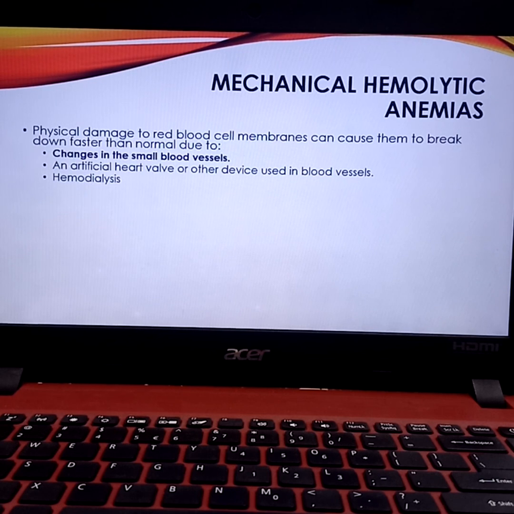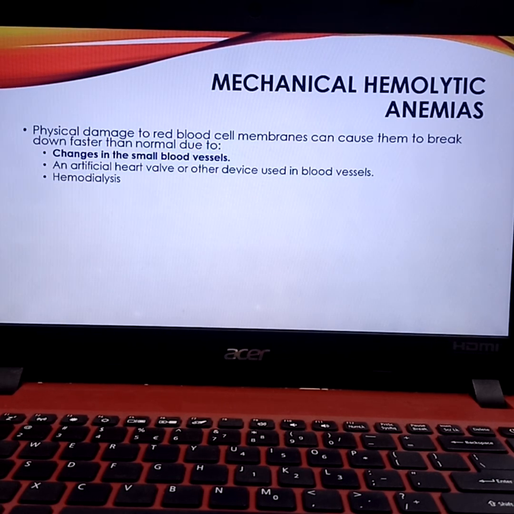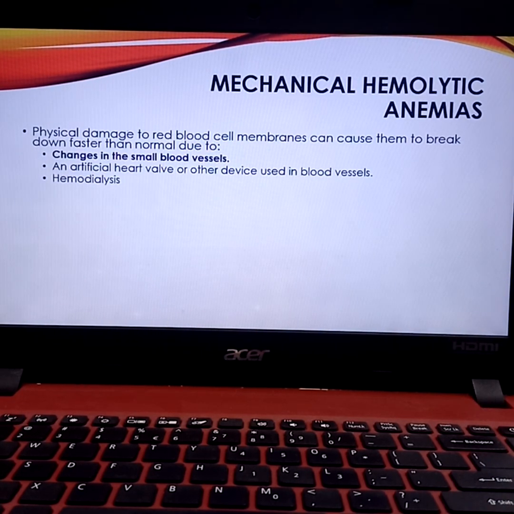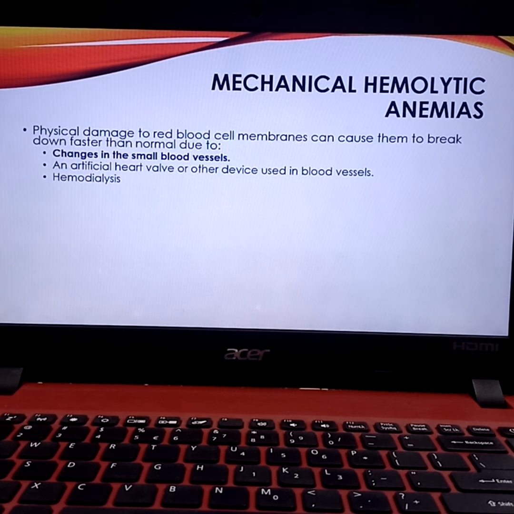Hemodialysis can also cause anemia. That is why post-hemodialysis, the patient needs to be injected subcutaneously with a synthetic hormone of the hormone originally produced by the kidney, erythropoietin. The synthetic hormone of erythropoietin is known as epoetin.